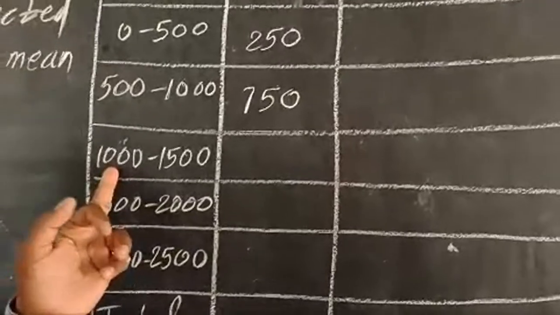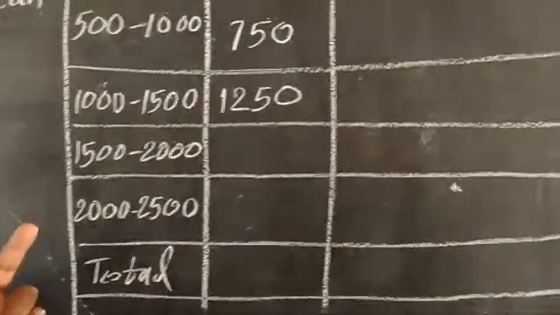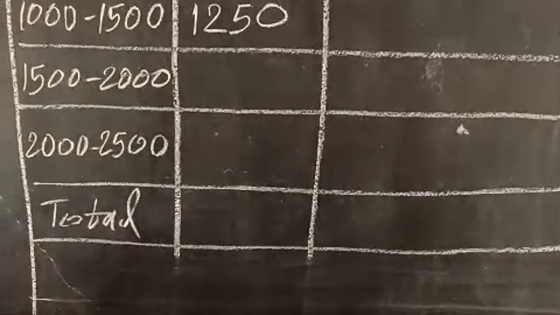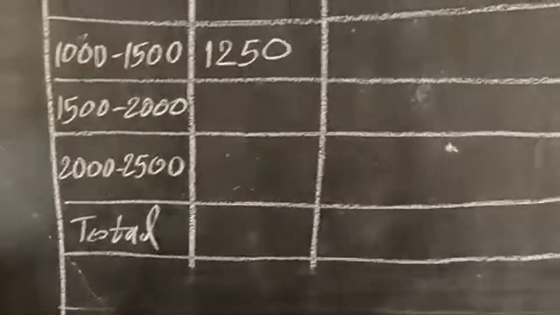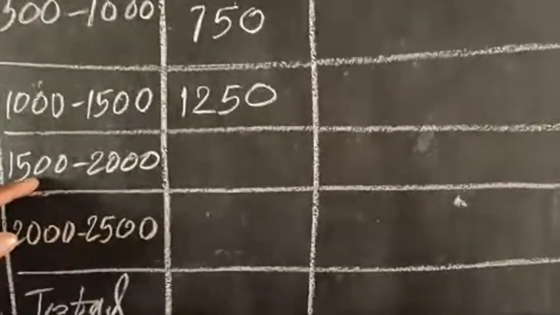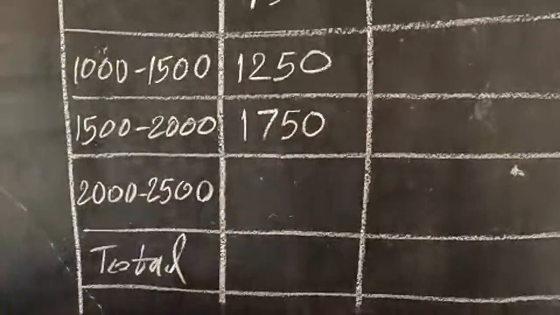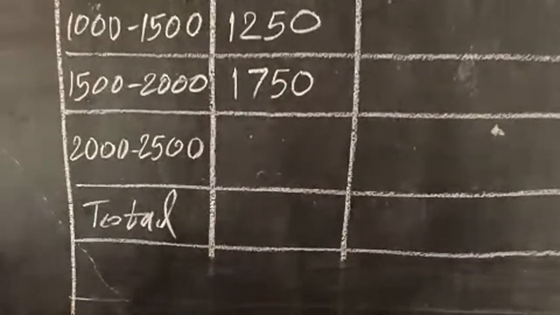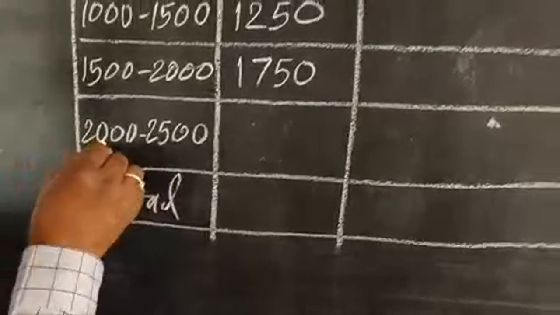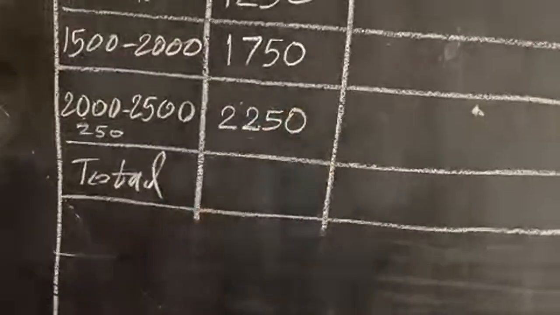1000 plus 250, 1250. Next, 1750. Before that, tell addition. 1500 lower limit plus 250, we get 1750. 2000 plus 250 is equal to 2250. Good.